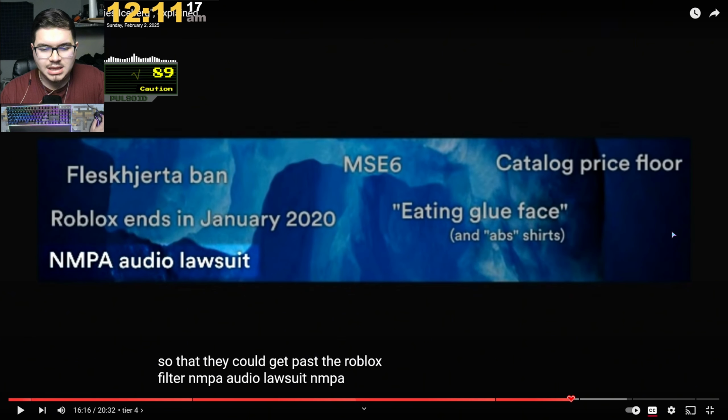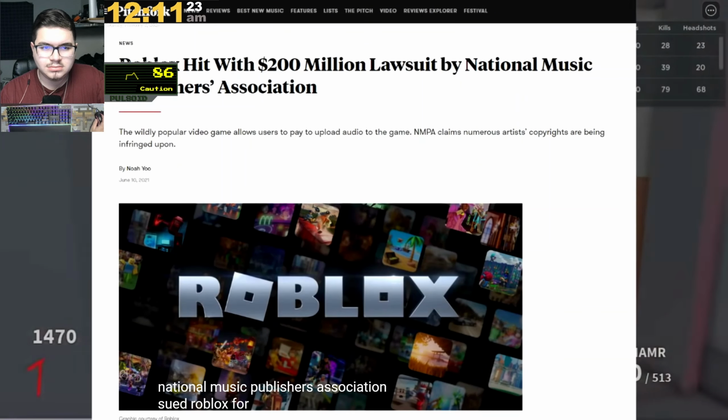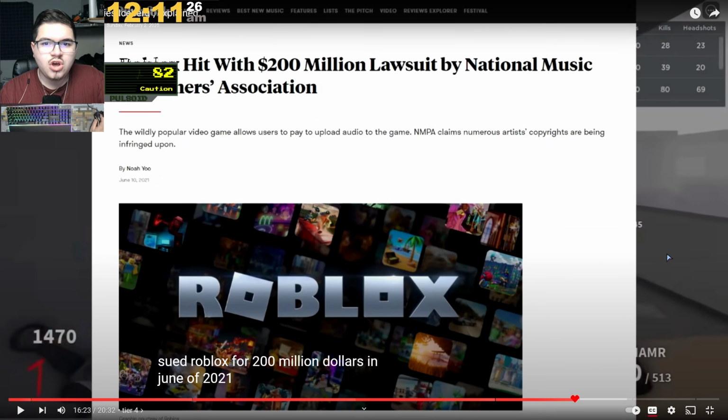NMPA audio lawsuit. I don't know what that is. The NMPA, or the National Music Publishers' Association, sued Roblox for $200 million in June of 2020. Oh yeah, I remember that.